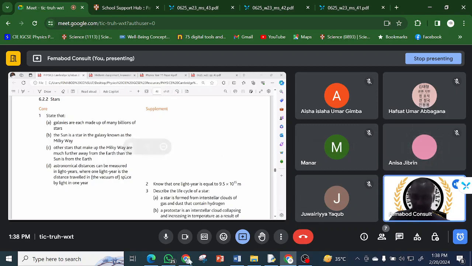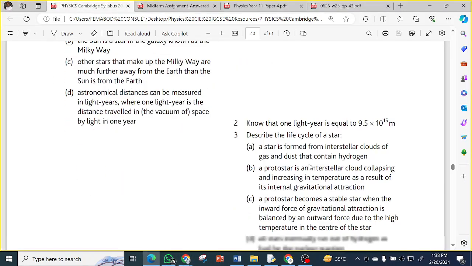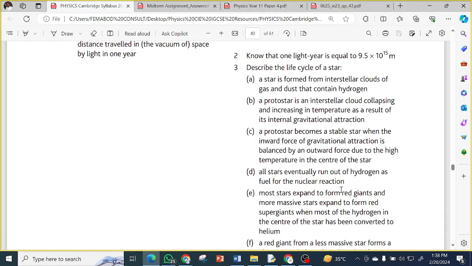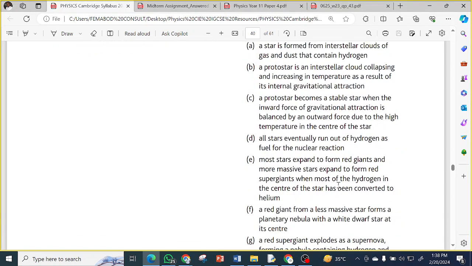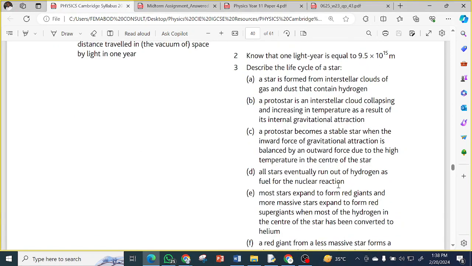Okay, now the next point of call for us is to describe the life cycle of a star. So please, if you can screenshot this, take note of this. Very important. This is a compulsory question in most of the past questions I've seen. If you have gone through all the past questions, you realize that this question is compulsory. Life cycle of a star, we must be able to describe it. So the first point is a star is formed from clouds of gas and dust, and mainly hydrogen. That's the first point. You may like to jot it down.